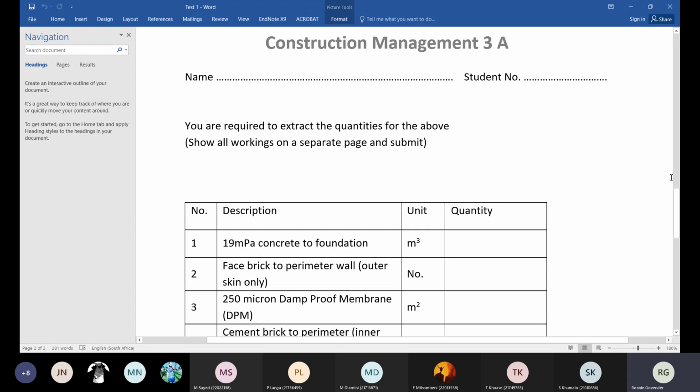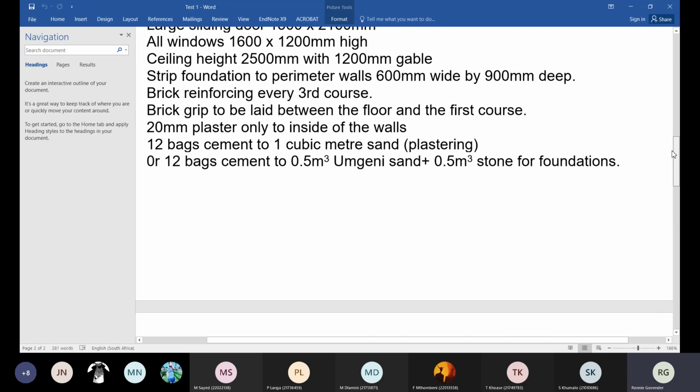However, the next part now, where they ask you how much sand you're going to need for the plaster, because remember, plastering sand is different. Plastering sand is a very fine sand, and for your foundations, you use the Amghani sand, which is a rough sand, right? The gauge on your sand is different so that you can get different bondings in terms of what you're going to use it for.